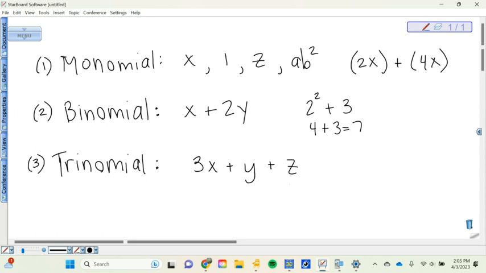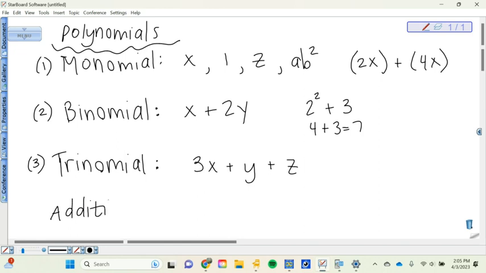Good. And what did we do last week with our polynomials? All of these are polynomials. Yeah, we added them and we subtracted them. So let's do an example of each. So let's do an example of addition and an example of subtraction.